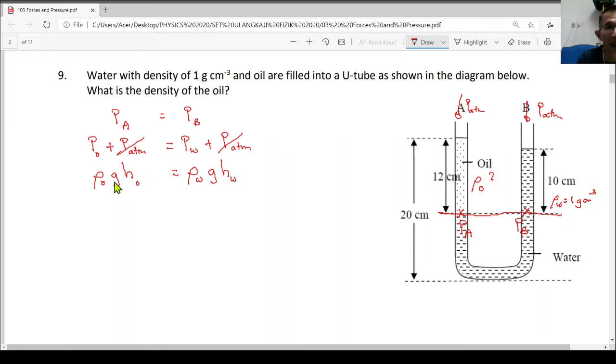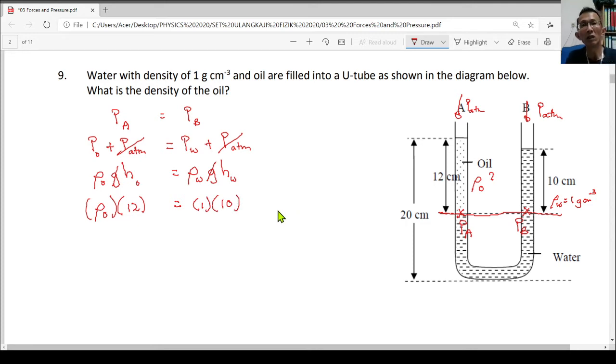Okay, you see here I have G on both sides, so I can cancel out my G, correct? So density of oil, do we know? We don't know, right? So we leave it like that. All right, so here I have the density of oil, and then the depth of oil, or the height of the oil, is 12 centimeter, equals the density of water, which is 1, and then the height is 10 centimeter.